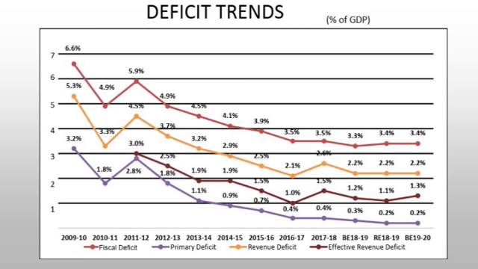Then effective revenue deficit was launched only in 2011-12. That is why if you see this figure, it starts from 2011-12. It was the then Finance Minister Pranab Mukherjee's idea, effective revenue deficit. So from 3.3%, it came to almost 1.3%.